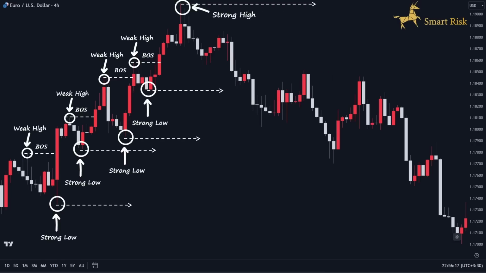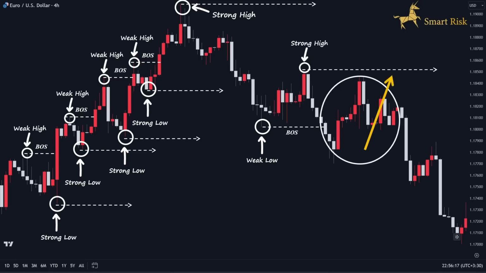Subsequently, the price retraced back up but couldn't break above the last strong high, so we have a weak low point, which is here. Next, we see that the price pushed to the downside and broke below the last weak low, so we have a strong high right here. Continuing, we see that the price created a pullback to the upside, but it didn't have enough momentum to break the last strong high, so this low represents a weak structural point.